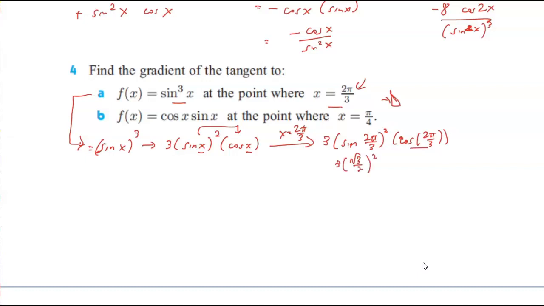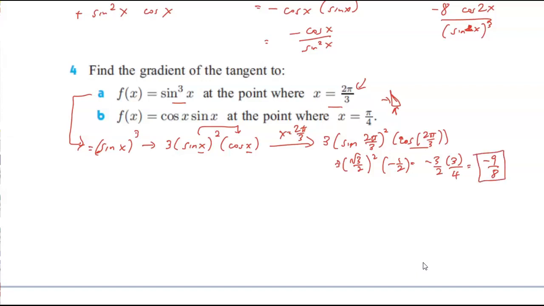What is cosine of 2 pi over 3? It's the short side. It would be negative 1/2. So negative 1/2. Negative 3/2. Square root of 3 squared on top is 3. 2 squared on the bottom is 4. Negative 9 over 8. That's the answer for A.